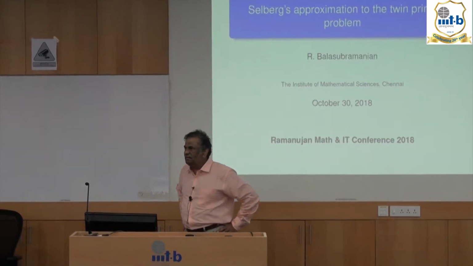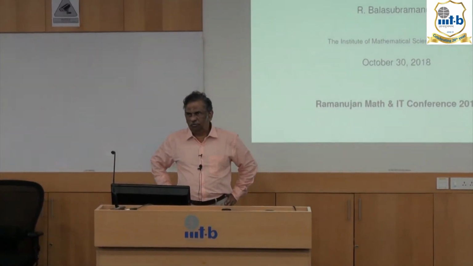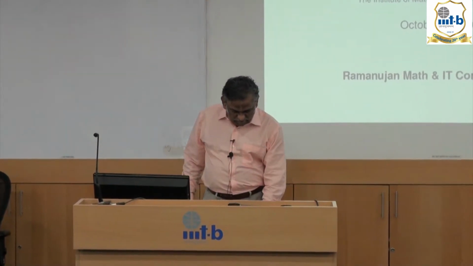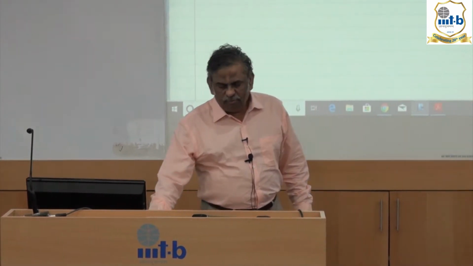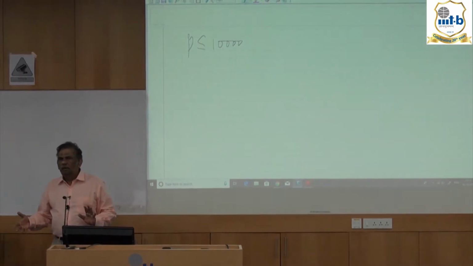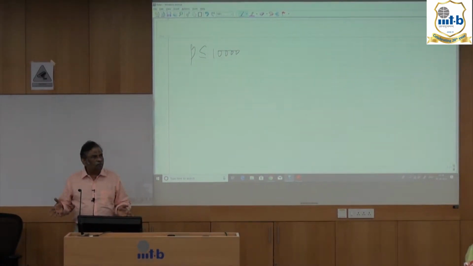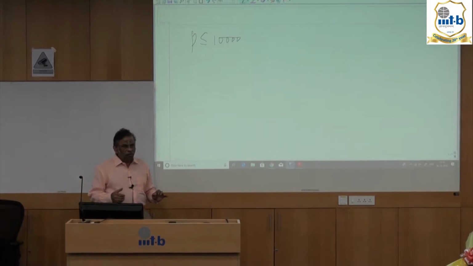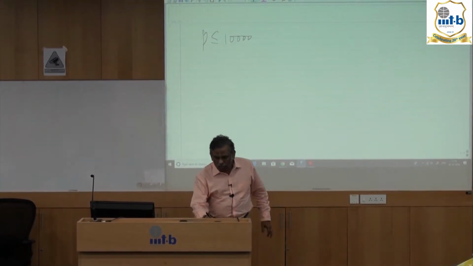The sieve method essentially starts with Eratosthenes. And the Eratosthenes sieve is the following. I am interested in counting the number of primes up to, let us say, 10,000. Or at least I want to find a table of primes up to 10,000. And how do you find a table of primes up to 10,000? What you do is you write all the numbers from 1 to 10,000.